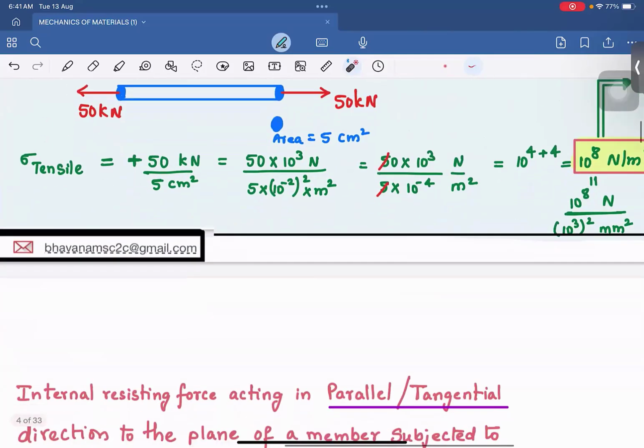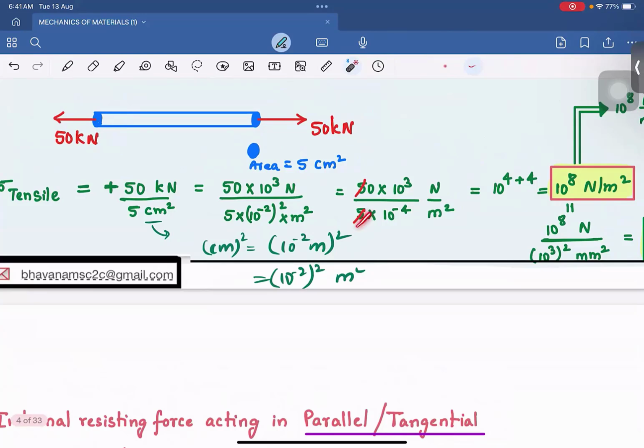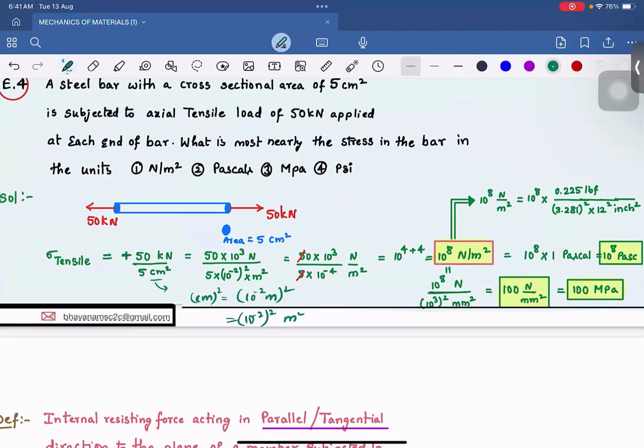Here you have to be very careful: 1 centimeter is 10 power minus 2 meter, so 1 centimeter square is 10 power minus 2 whole square into meter square. Just be thorough with this step. After that, with simple calculations using the calculator, you will get 10 power 8 Newton per meter square. So one of the answers is over. The stress is 10 power 8 Newton per meter square.